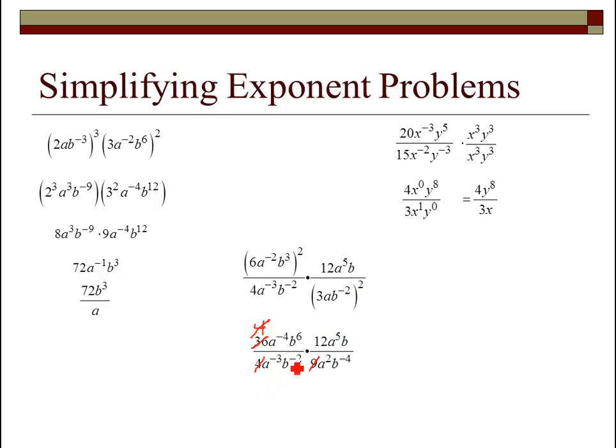That's what's on top. On the bottom, a to the negative 3rd times a squared gives me a to the negative 1. b to the negative 2nd, b to the negative 4th gives me b to the negative 6th on the bottom. Well, I'm going to replace what I'm missing. So I'm going to multiply top and bottom by a b to the 6th. This gives me 12a squared b to the 13th. I replaced everything that was missing on the bottom, so that's my final answer.